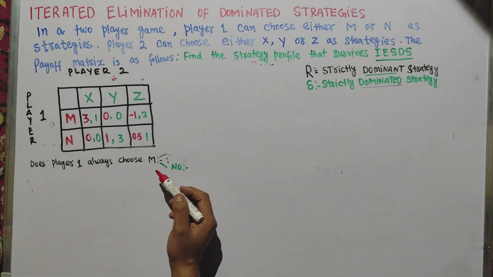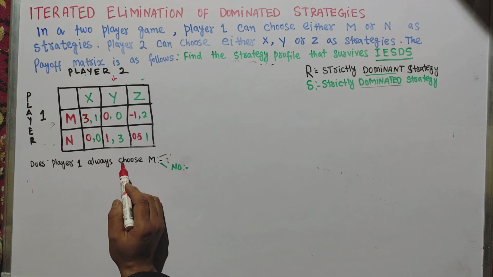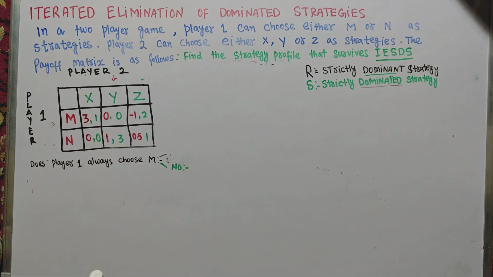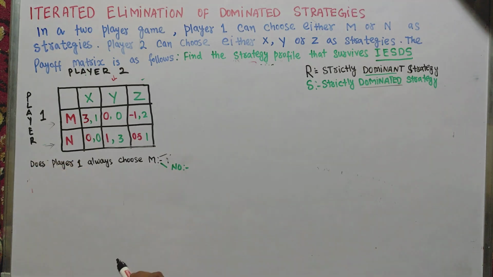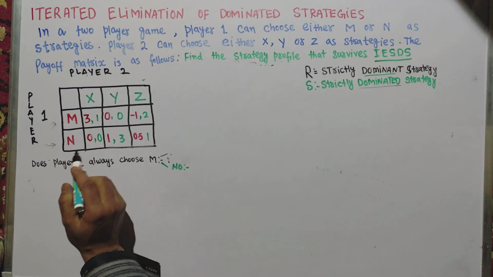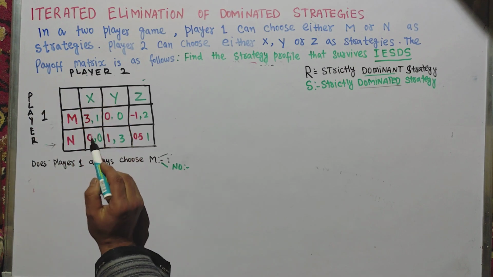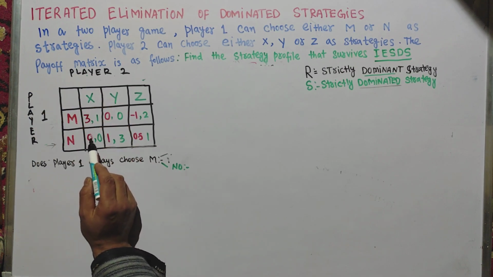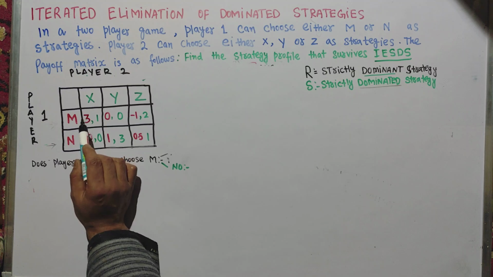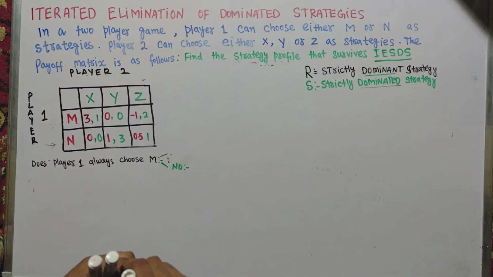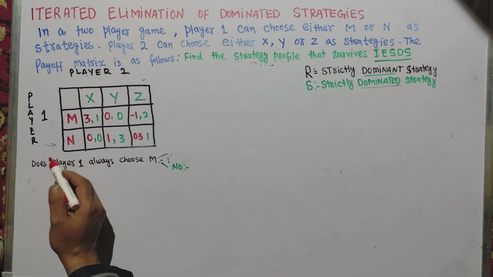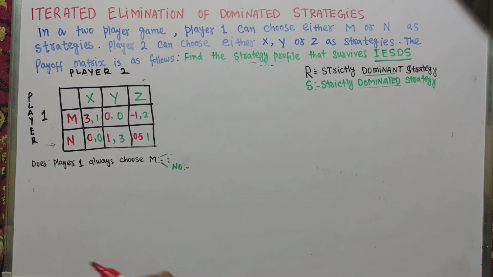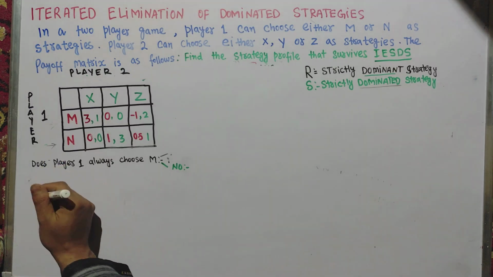Okay, so does player 1 always choose M? No. And by the same logic, does player 1 always choose N? Let us see. If player 2 chooses X, player 1 will choose to play M. So it is not choosing N always.